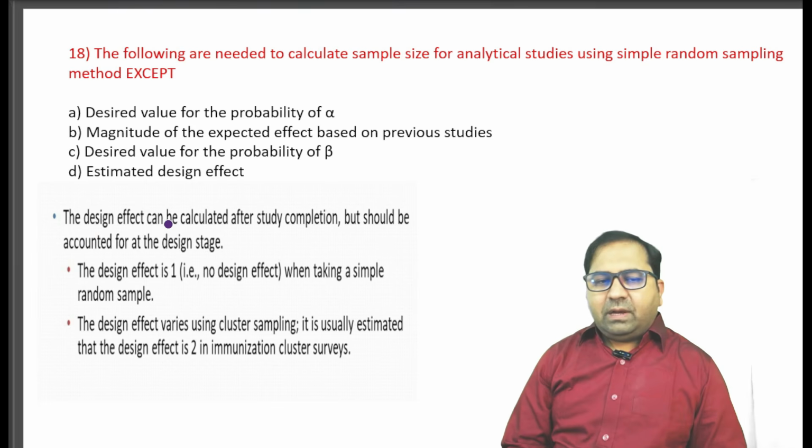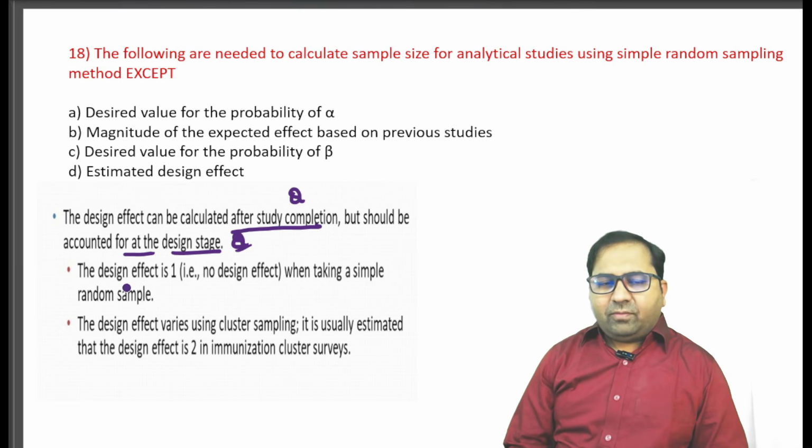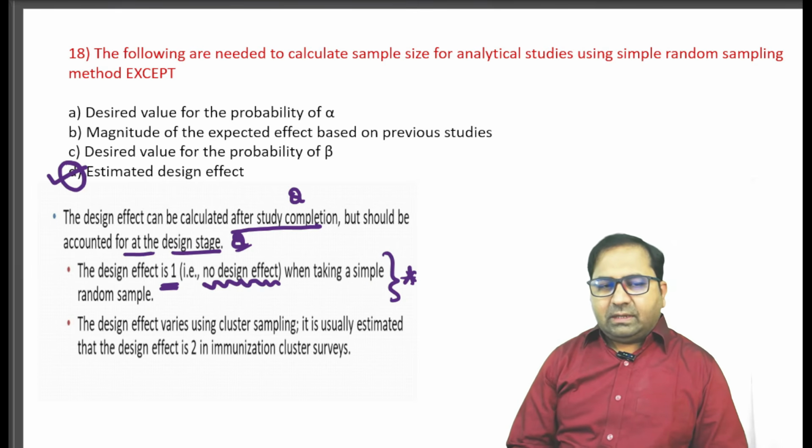See over here, the design effect can be calculated after study completion. This is one question for the design effect, but it should be accounted for at the design stage also. So this is also one more question for the design effect. And one more question: the design effect is 1, or there is no design effect, when you are taking a simple random sample into consideration. So when simple random sampling is used, you don't require an estimated design effect. This is the answer for this question, but we will continue the design effect discussion. If the design effect is more than 1 or more than 2, it can be used in cluster sampling.